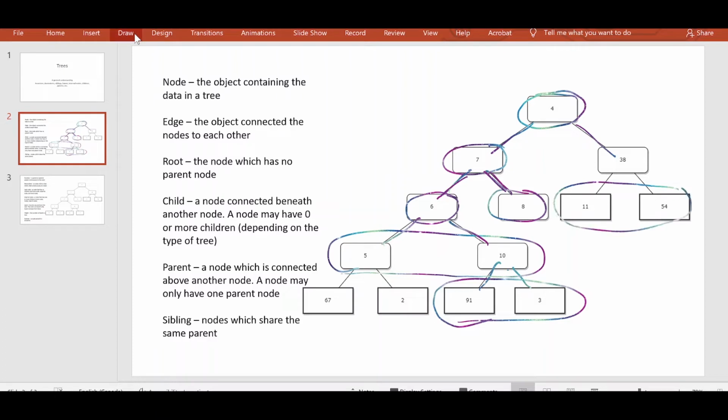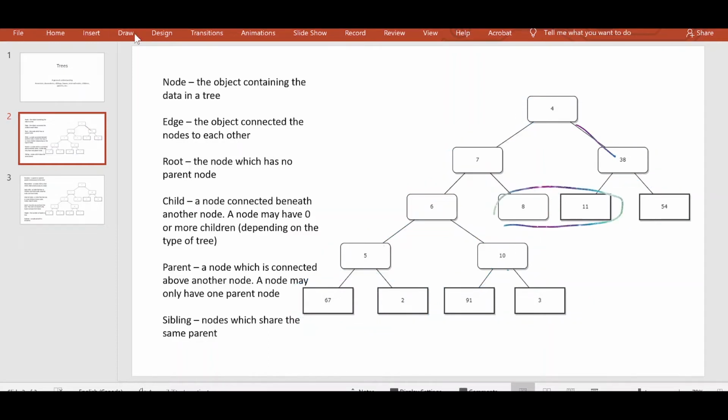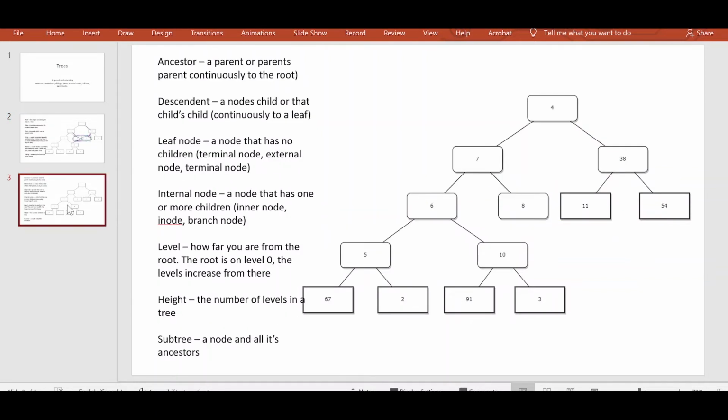These are sibling nodes here. These are sibling nodes here. These are sibling nodes here. These are sibling nodes here. However, these two are not sibling nodes, even though they're on the same level and they look like they could be. 8 has the parent of 7 and 11 has the parent of 38, so these two are not siblings, they're just on the same level. So each node has one parent and each node may have 0 or more children.